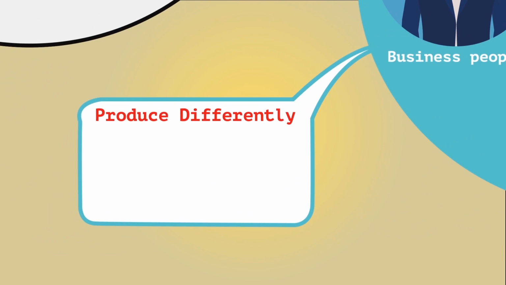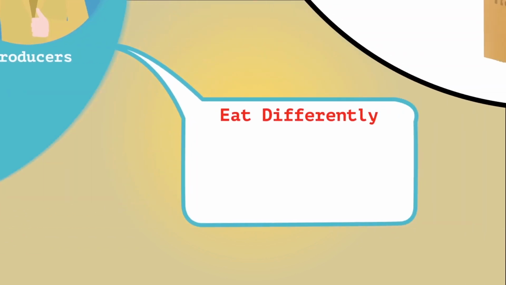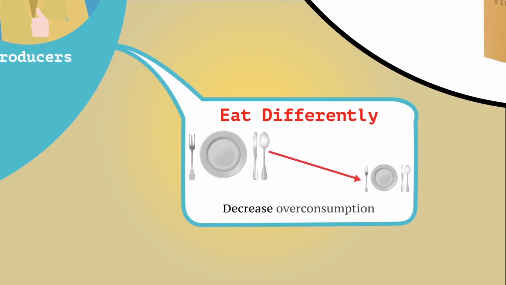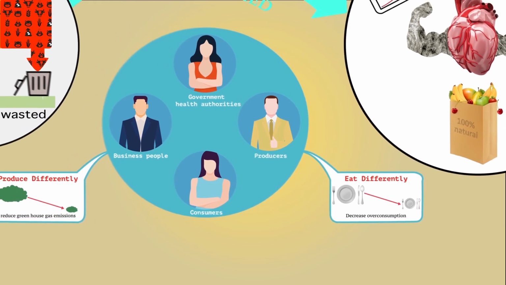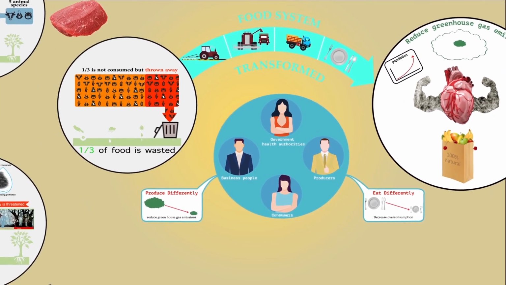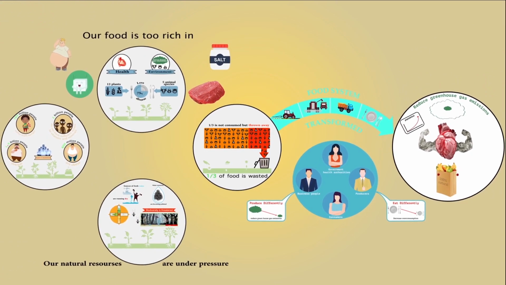For example, to reduce greenhouse gas emissions and decrease levels of overconsumption. You too can participate in change. Ask yourself about the food that you produce or eat. Eat a balanced diet and reduce your food waste.